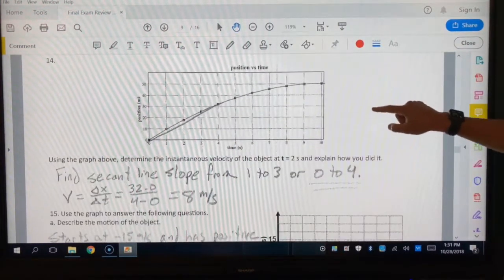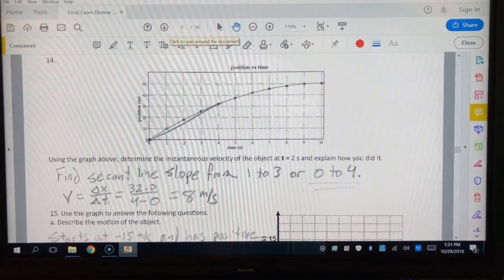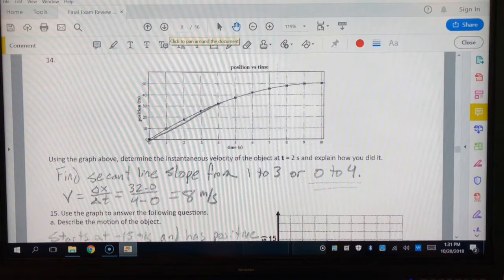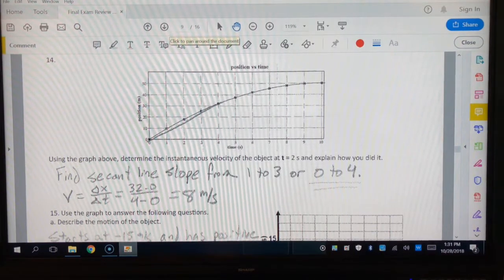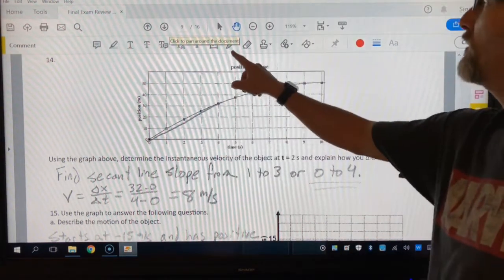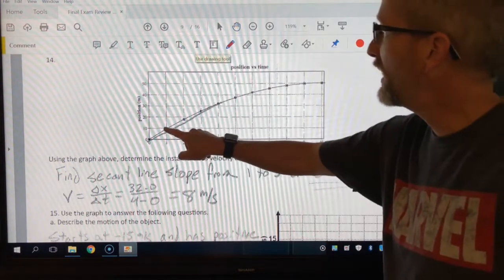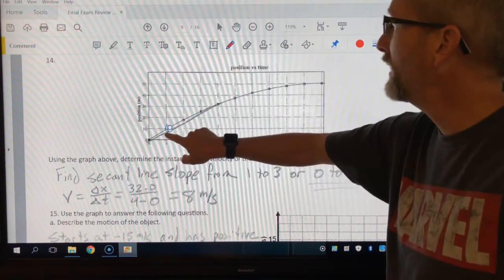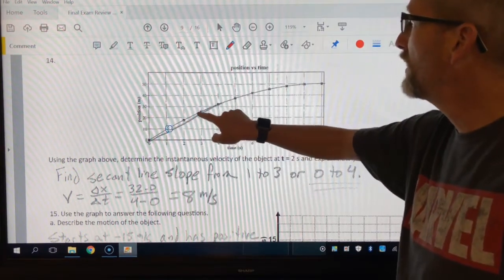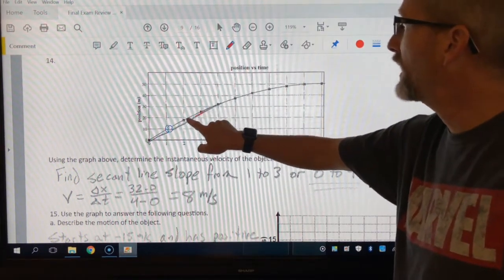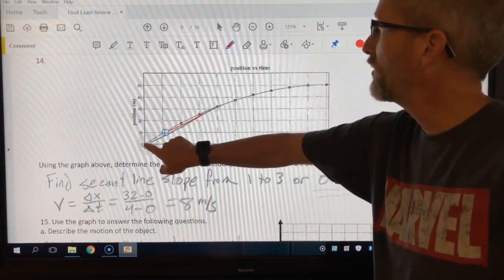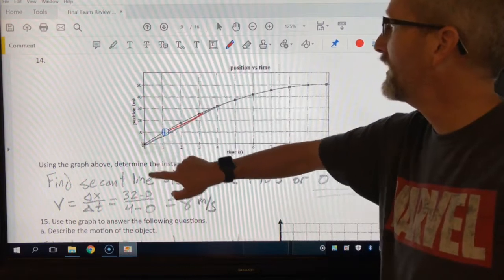For number 14, using this graph, they want us to find the velocity of the object at 2 seconds. And they want us to explain how we did it. So at 2 seconds, I can do one of two things. I can either find the slope of a secant line that goes from this point right here all the way over to this point right here. So I can just connect the two. Or I can do it from the 0 point, so we'll try to make a dot there.